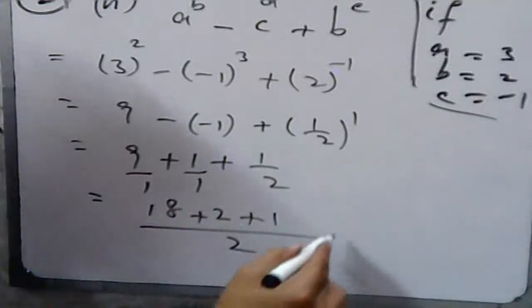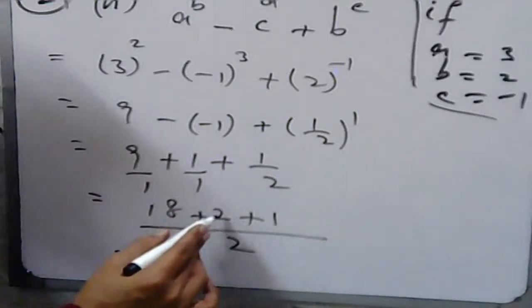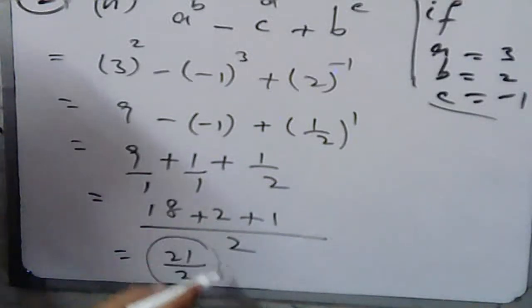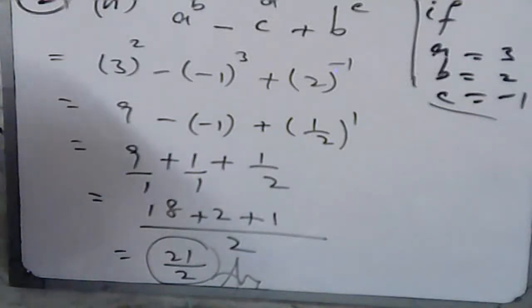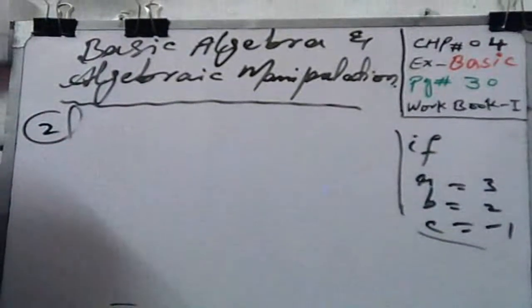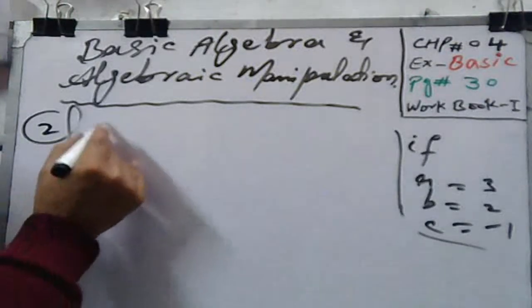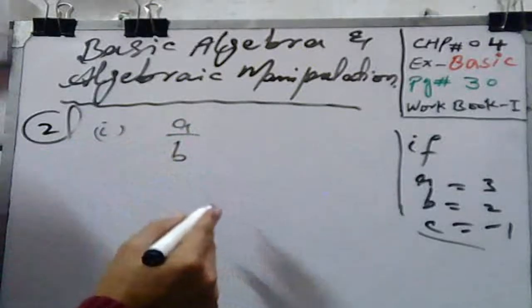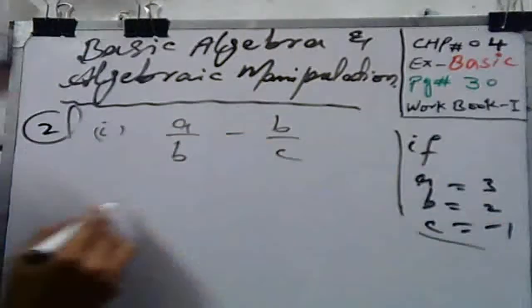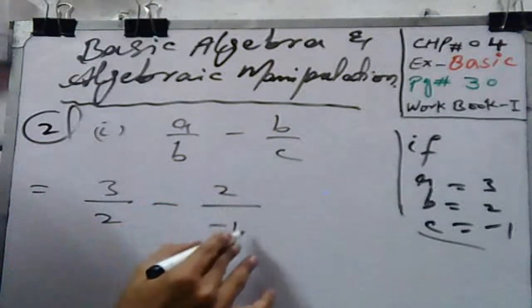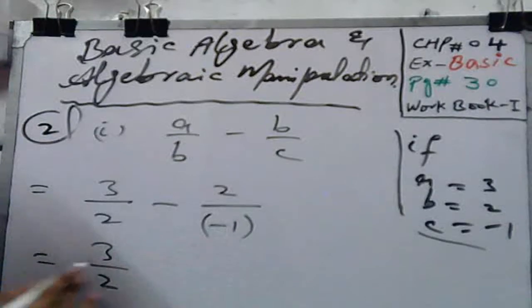Similarly, in I part, that is a by b minus b by c. Putting the values, the value of a is 3, b is 2, c is -1, 3 by 2 plus 2 by 1. After putting the values, you can take LCM. 7 by 2 is your required result.